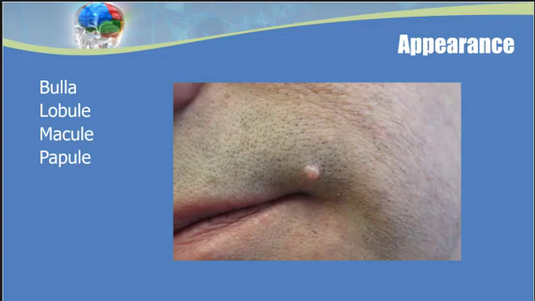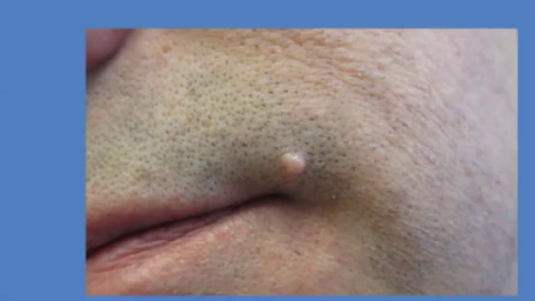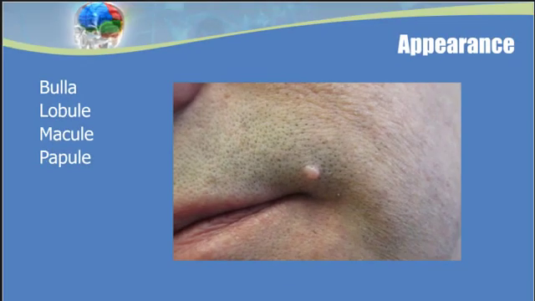A papule is a smaller circumscribed lesion. It's going to be less than 1 centimeter. So here we have a patient with a papule. It looks like a raised mole, and it is elevated. So a papule can get quite large because 1 centimeter is pretty large. This lesion looks to be a few millimeters in length and width.